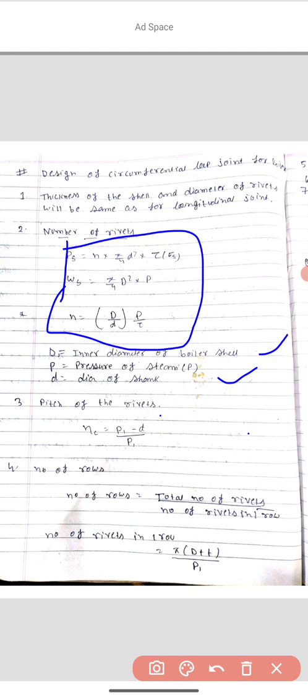Next, the pitch of the rivet. How are you going to find the pitch? We have the circumferential efficiency, eta c, equal to p1 minus d upon p1. Here p1 is the notation for the pitch.